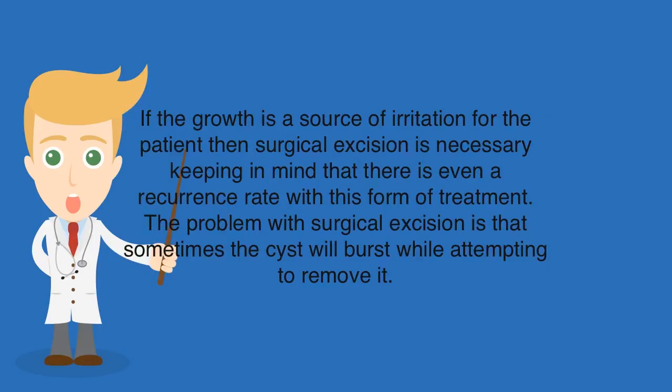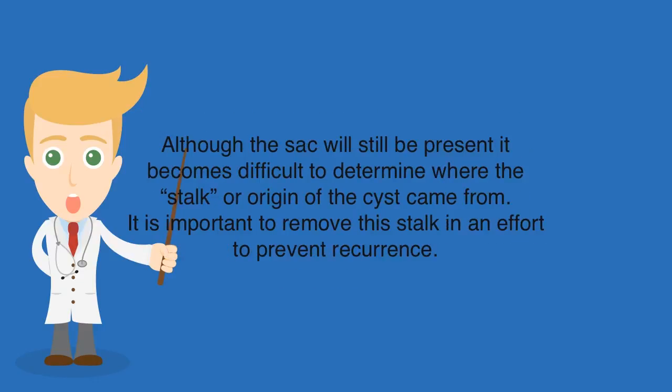If the growth is a source of irritation for the patient, then surgical excision is necessary, keeping in mind that there is even a recurrence rate with this form of treatment. The problem with surgical excision is that sometimes the cyst will burst while attempting to remove it. Although the sac will still be present, it becomes difficult to determine where the stalk or origin of the cyst came from. It is important to remove this stalk in an effort to prevent recurrence.